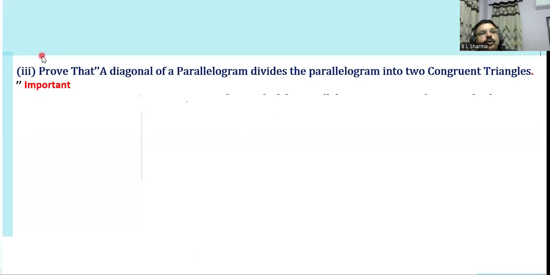A very important property, very important theorem of a parallelogram is that a diagonal of a parallelogram divides the parallelogram into two congruent triangles. एक diagonal parallelogram का उस parallelogram को two congruent triangles में divide करता है. We have to prove it. पहले इसके लिए फिगर बनाना पड़ेगा.